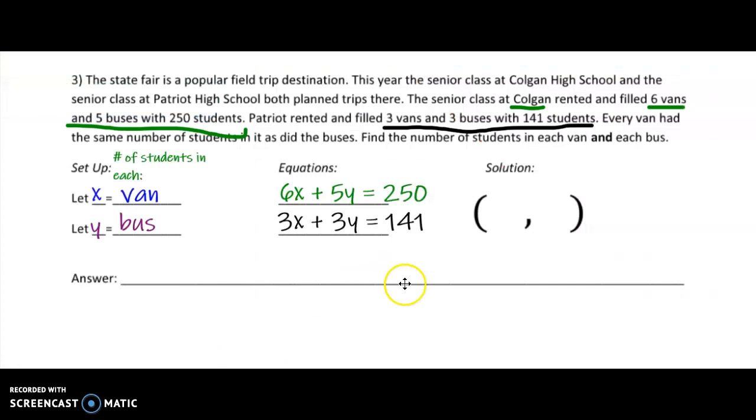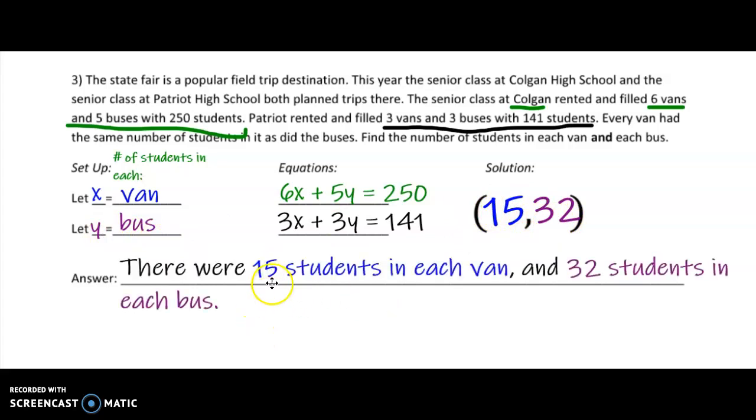So I go back to my problem. My solution was (15, 32). And then I read the question. Find the number of students in each van and each bus. So in this case, I do want both solutions. And remember, vans were X. So I had 15 students in each van. Y was bus. So I had 32 students in each bus. So that is my answer. There were 15 students in each van, because that was X, and 32 students in each bus. That was your Y.